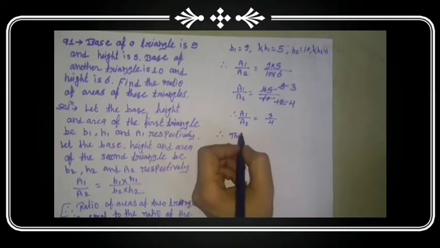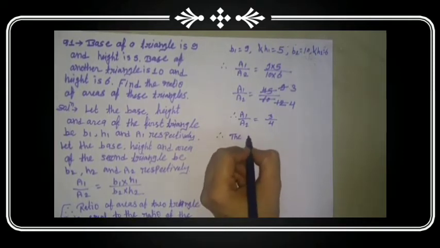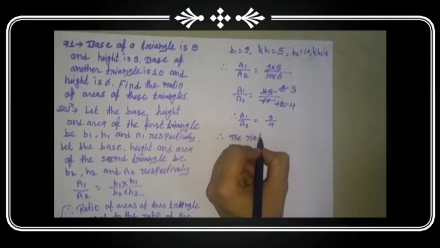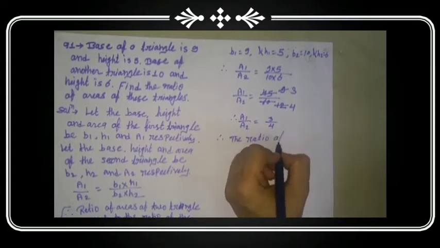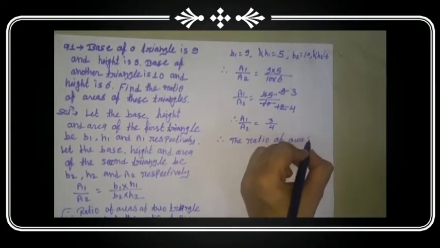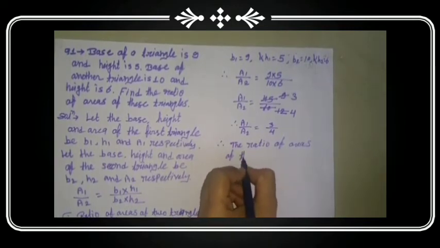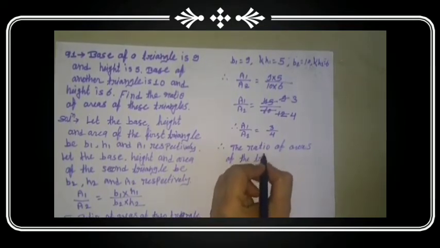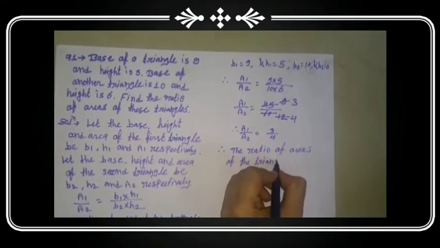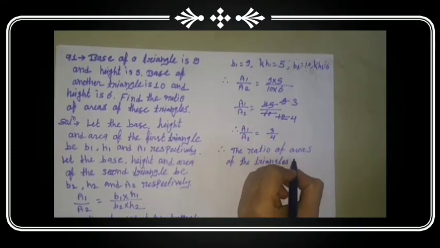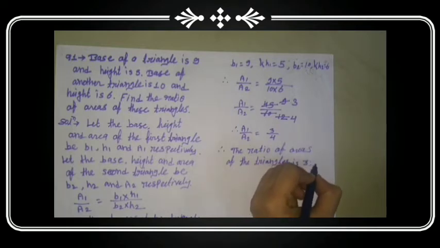The ratio of areas of the triangles is 3:4.